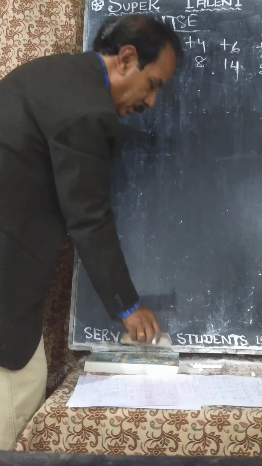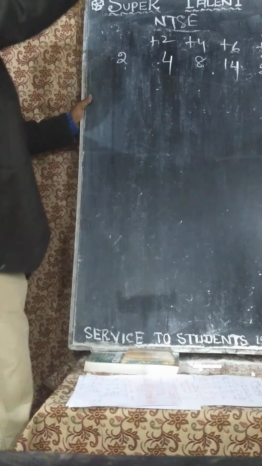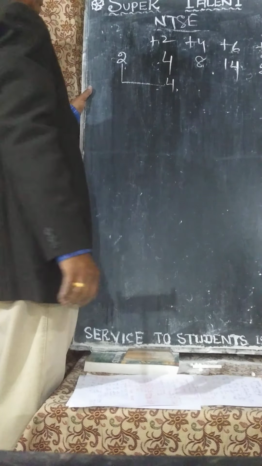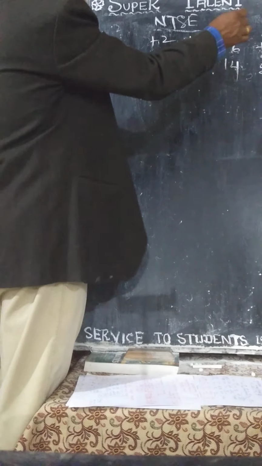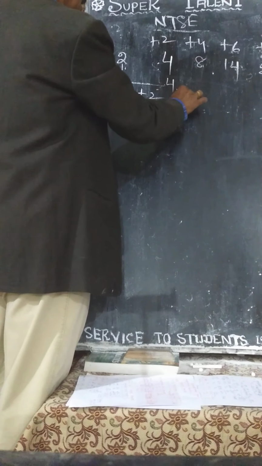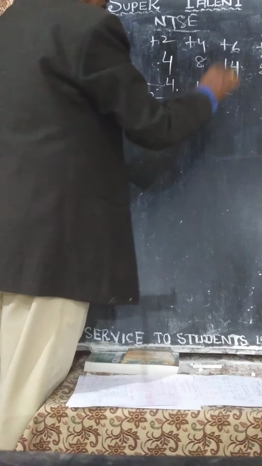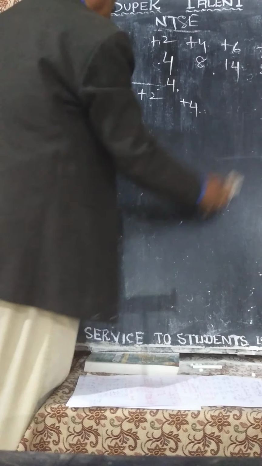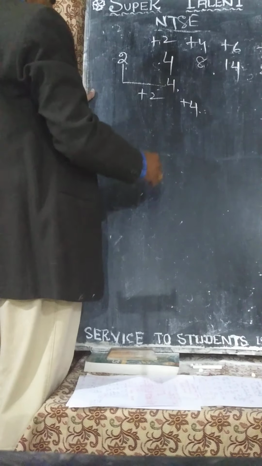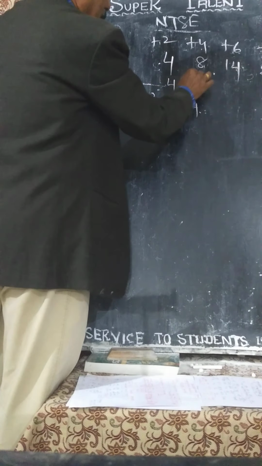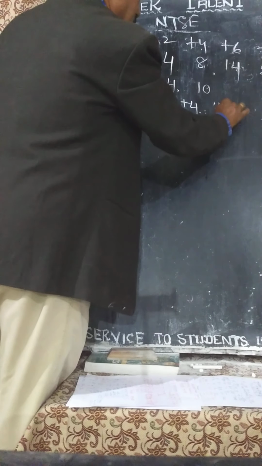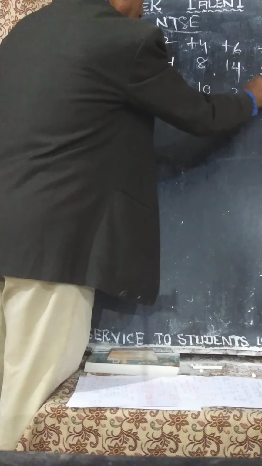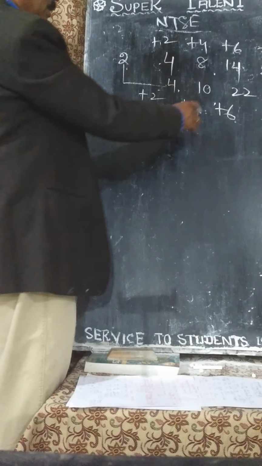The lower class students, class 6, 7 students, can solve it. But if 2, then it will be 4. Right? That is plus 2. Then plus 4, it will be 8. But here 4, 10, then plus 6. You see, plus 6, that is 22. You see, that is 22.